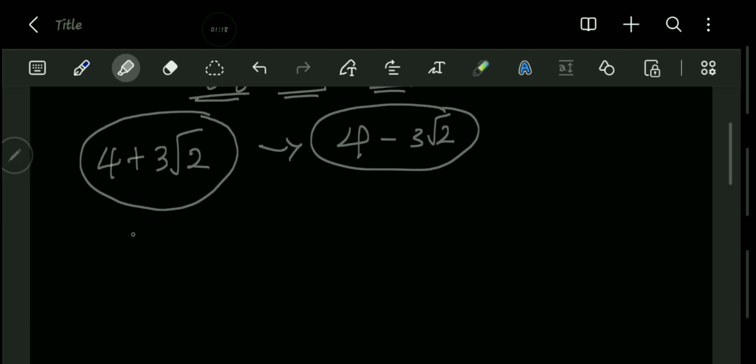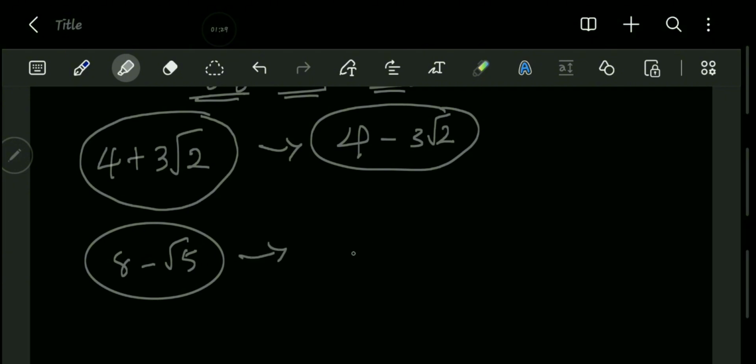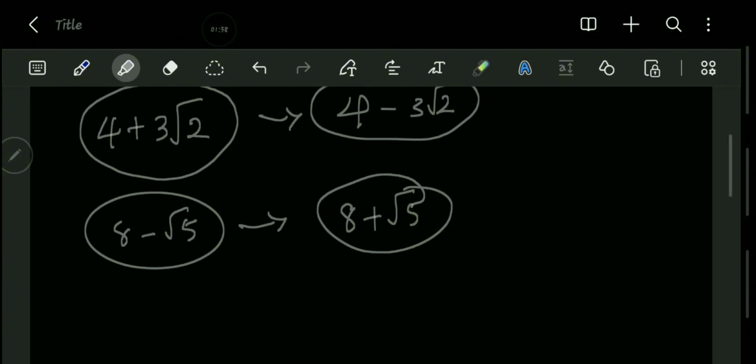More examples: if I give you 8 minus surd 5, for instance, this is the surd, right? So the conjugate of this is just to change the sign at the middle here. So the conjugate of that is going to be 8 plus surd 5. So this is the conjugate of 8 minus surd 5. Now, having understood that, let's solve some questions.